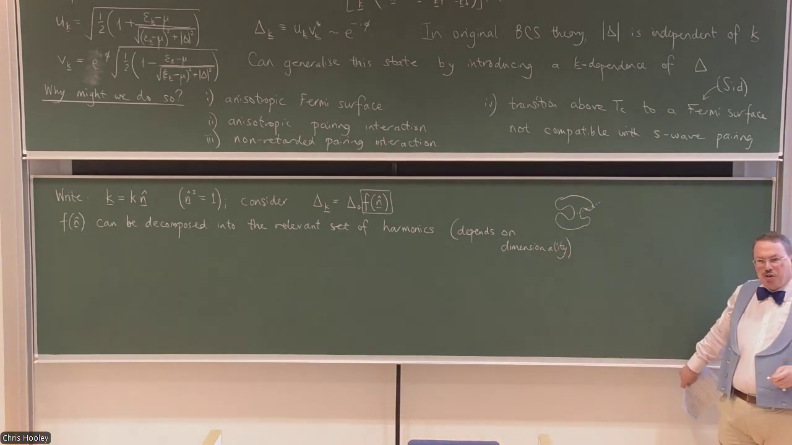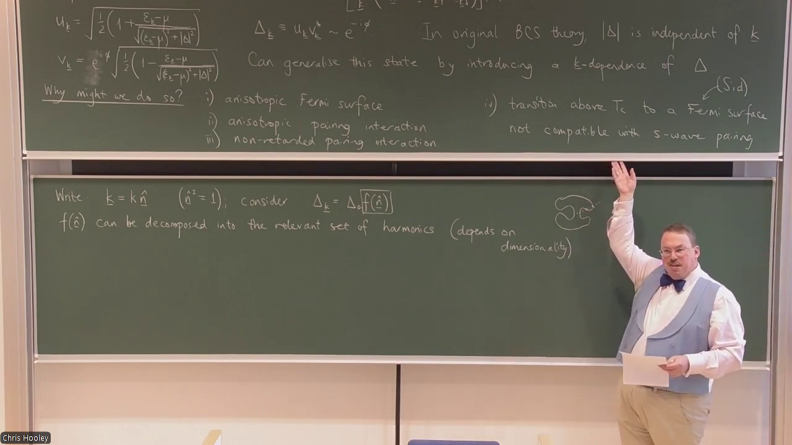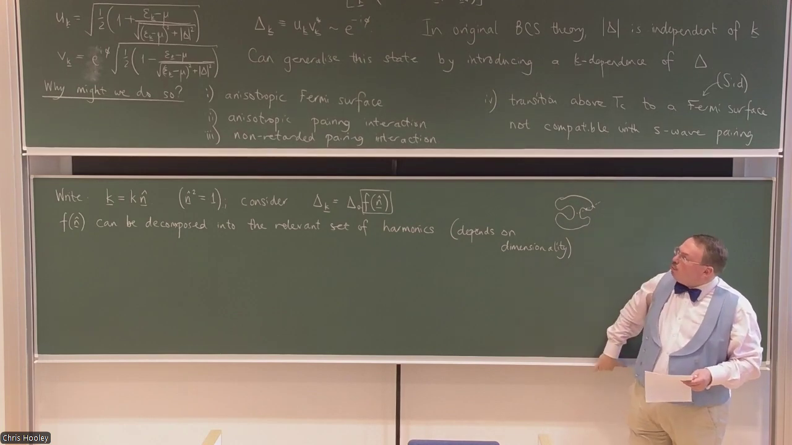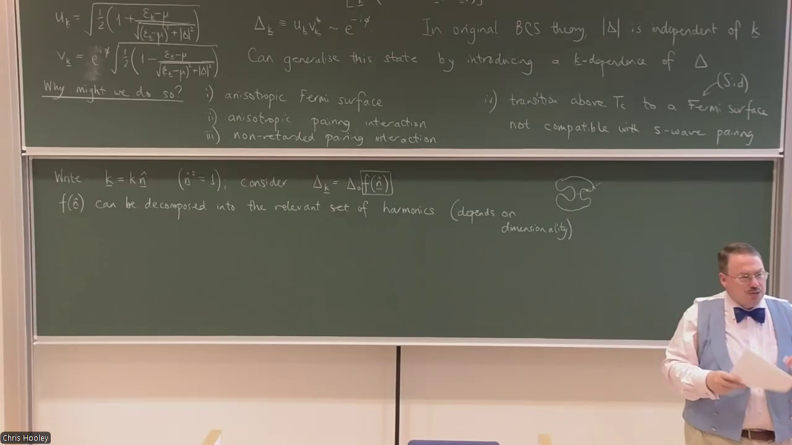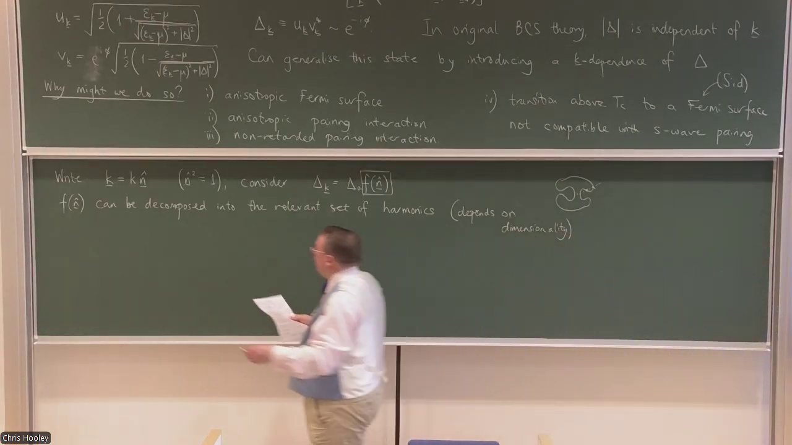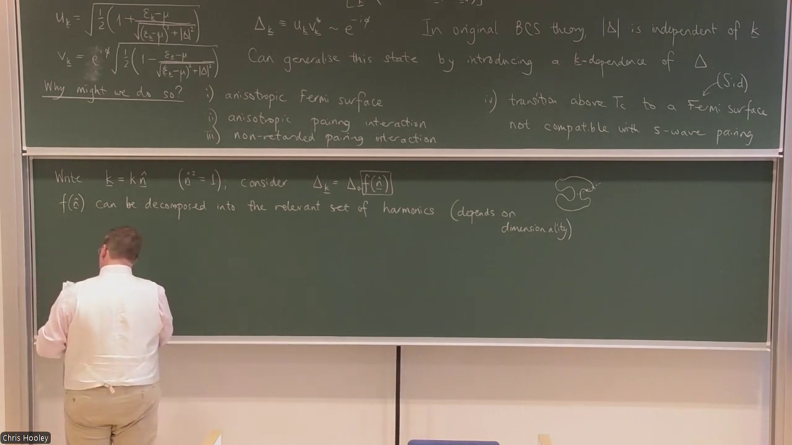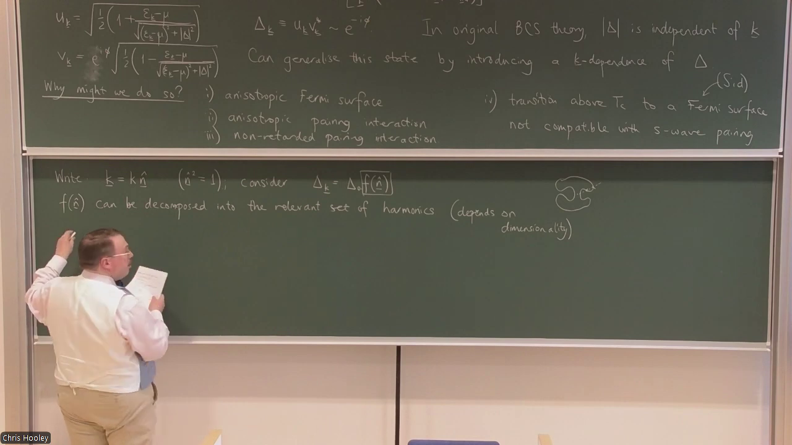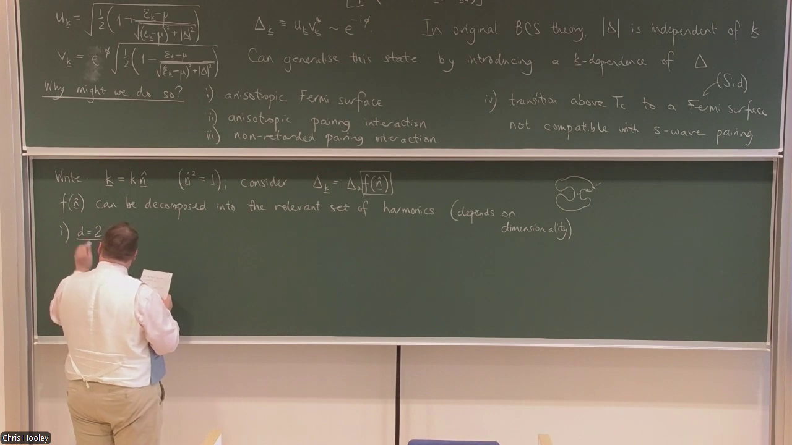So we're going to start off with the simplest non-trivial case, which is a 2D material or a quasi-2D material where the Fermi surface is circular. But then I'm also going to say something about cases where the Fermi surface is spherical and the material is 3D. So let's start with 2D.